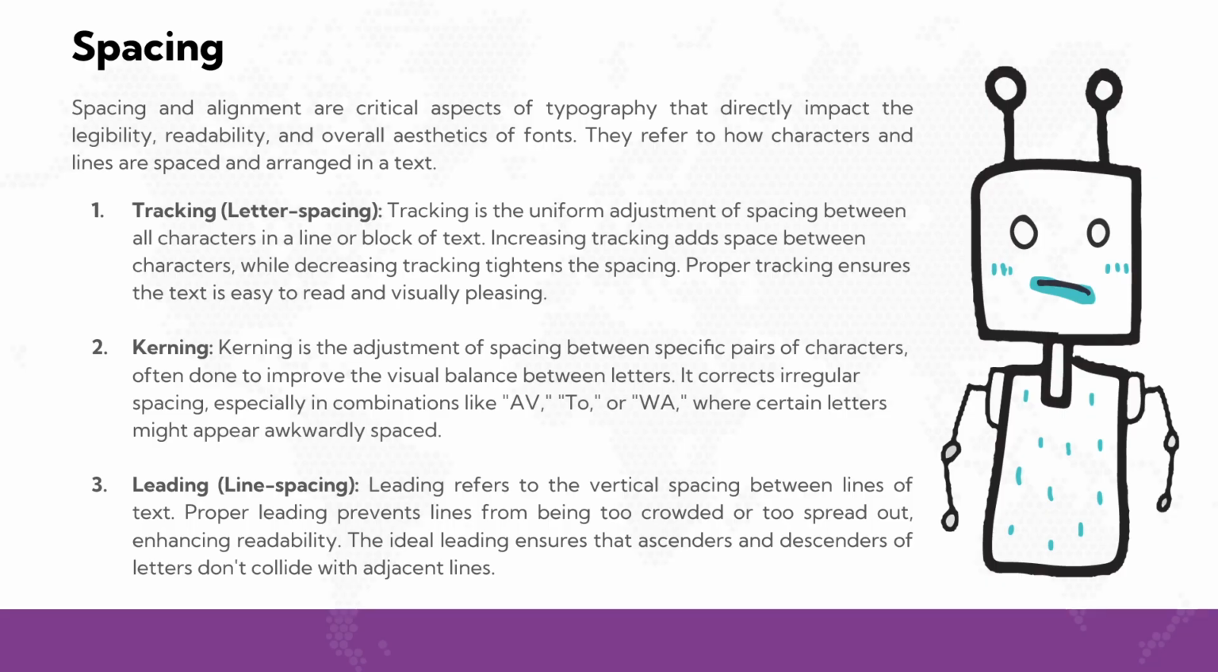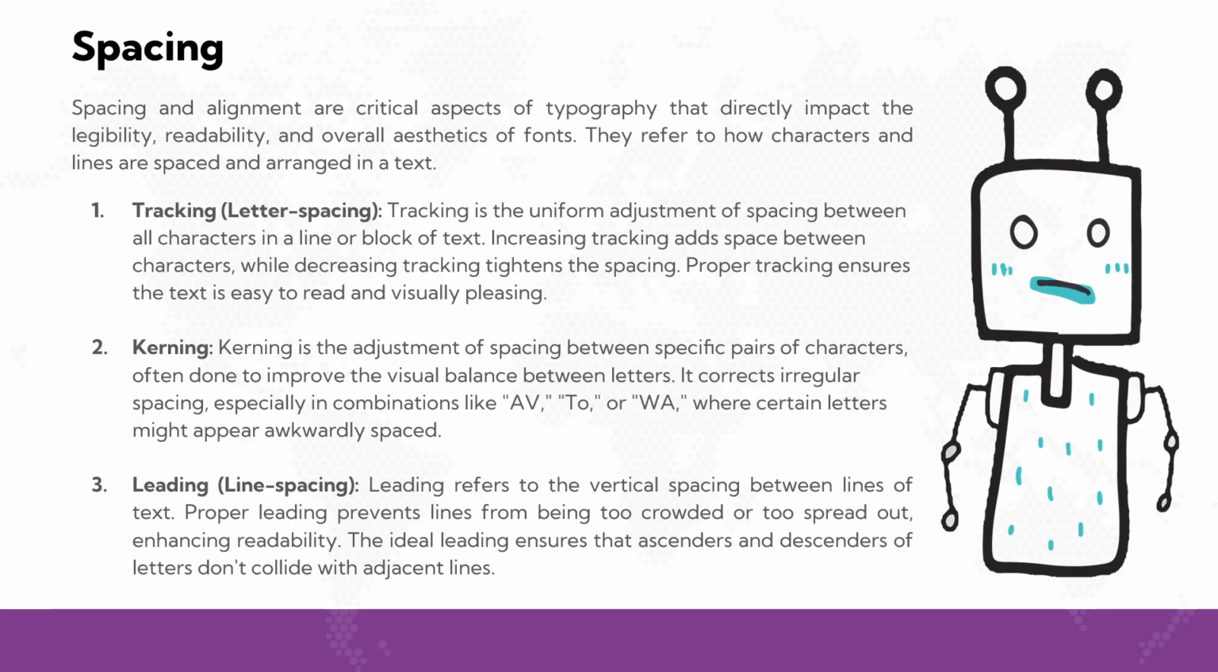We have kerning. Kerning is the adjustment of spacing between specific pairs of characters. Let's say if you have AV, the A is slanting to the right and also the V is slanting to the right. So with kerning, you need to adjust the spacing between A and V such that they don't appear awkwardly spaced.